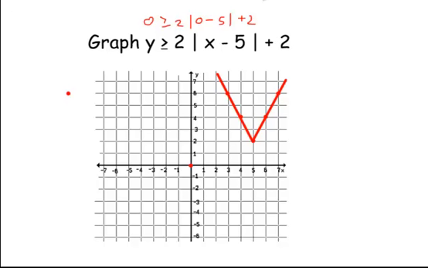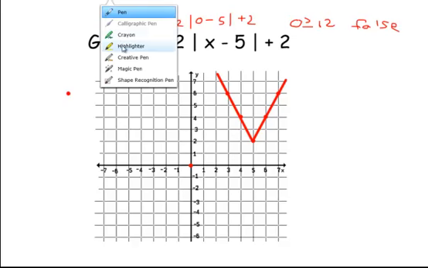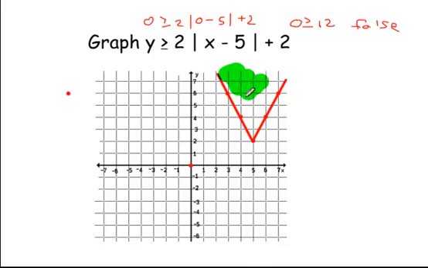So I evaluate the number inside the absolute value. That's negative 5. The absolute value of negative 5 is 5. 2 times 5 is 10. 10 plus 2 is 12. So is 0 greater than or equal to 12? That is false. So the region where I picked my point, which was outside of the absolute value, was not a solution. So that means inside the absolute value is the solution.